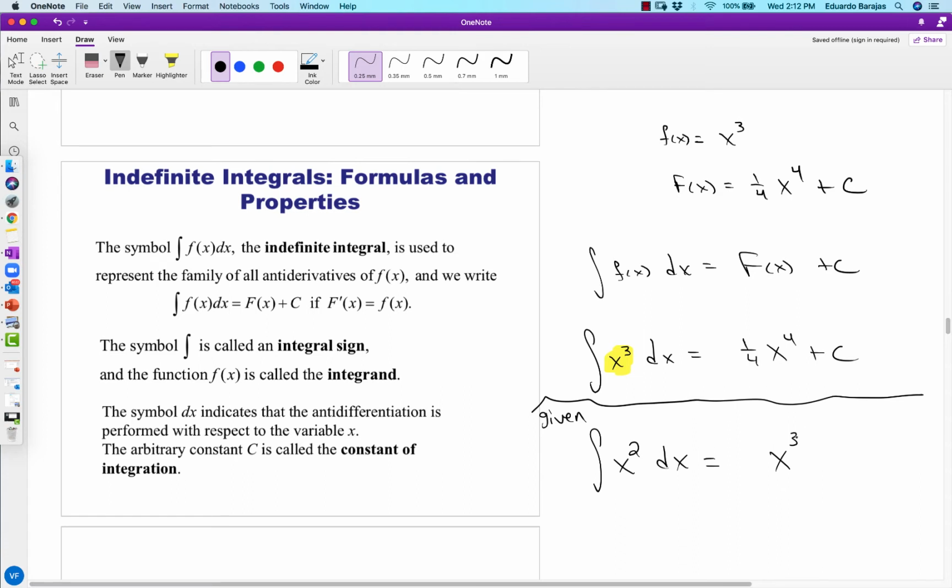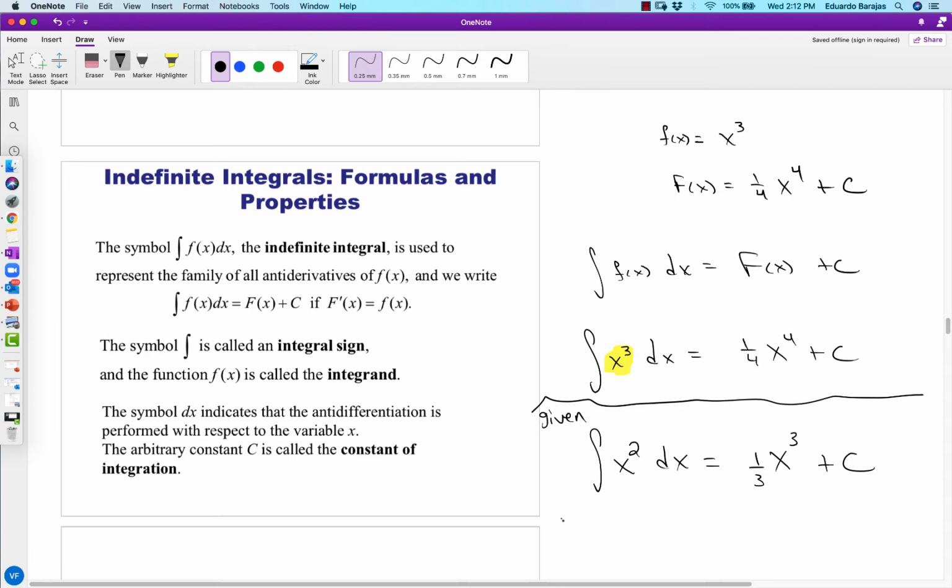So kind of guessing and checking, I know that I would bring the 3 out in front and then subtract 1 to give me the correct power. But I don't necessarily want that 3, so I have to multiply this by 1/3 so that when I bring down the 3, they cancel and give me the result I want. And then, of course, there's a whole family of functions that will work, so we have to include that plus c. Good. And so that matches up with this right here.